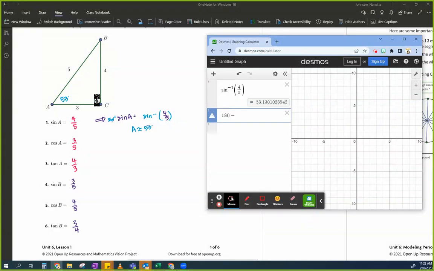What is this number? What number is that? Very good. It's 90. So 180 minus 90 minus 53, which I just found, is 37. So B is about 37 degrees. Questions on this? Okay.